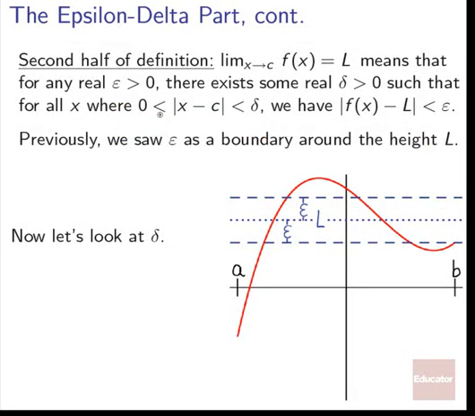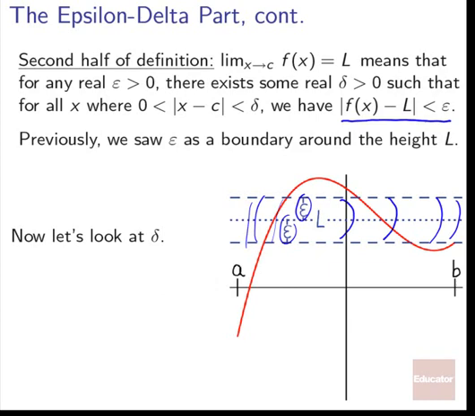Okay, so the second half of the definition, continuing with that. Previously we saw epsilon as a boundary around the height L, right? The absolute value of f of x minus L being less than epsilon means that f of x has to be less than the distance of epsilon from L. We know that we have to be somewhere contained inside of this boundary in here.